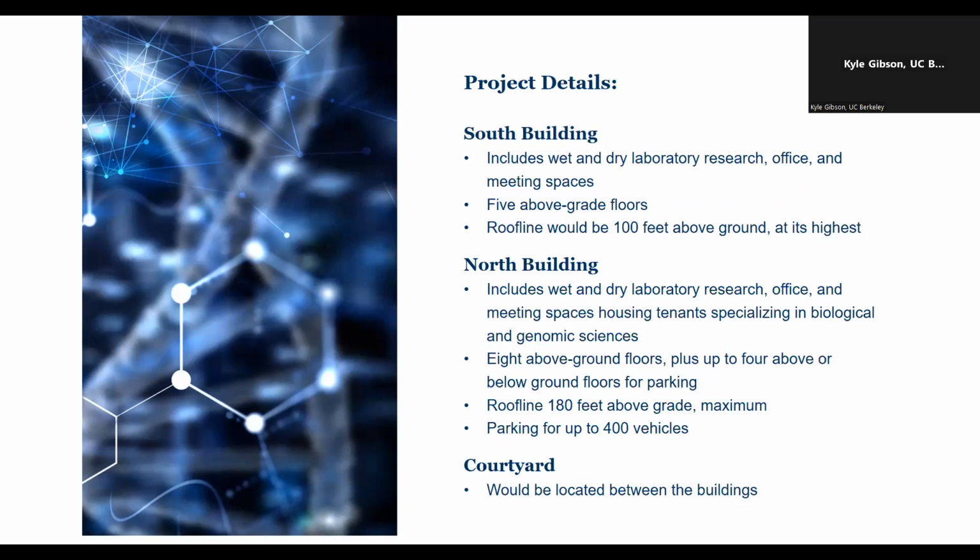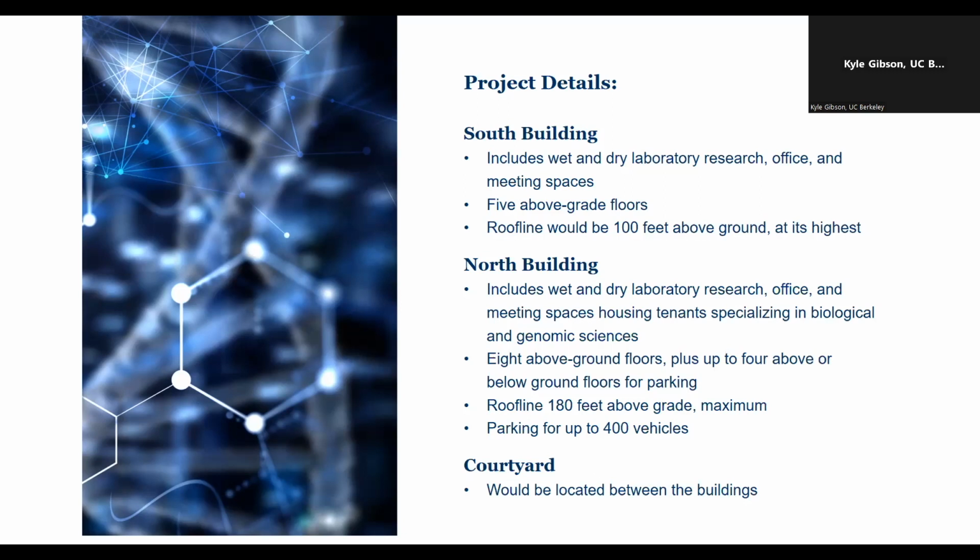And the north building would be approximately 310,000 gross square feet and would include up to 8 above grade floors, plus up to 4 above or below grade floors for parking. The roof line of the north building would not exceed 150 feet above grade or above the sidewalk. The garage would have up to 400 spaces, and a linear shaped courtyard would be located between the 2 buildings.